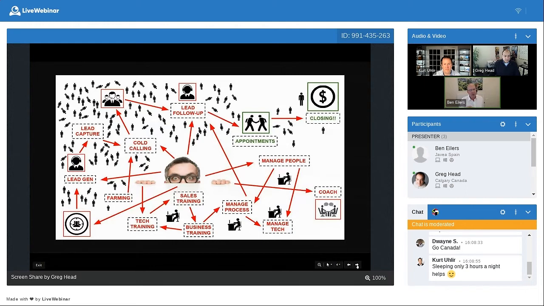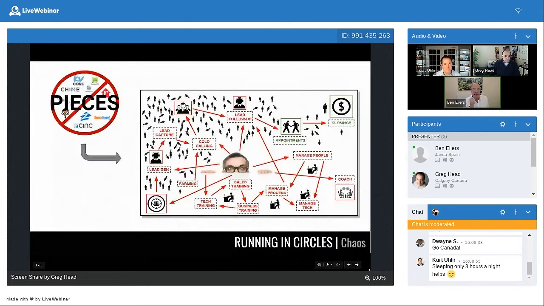And Greg, number 2 is, I'm sorry, keep going, is that you're dealing with more and more pieces in that left-hand circle, all these pieces of technology to try to deal with the various things that you're working with in your business. And it's just adding more and more complexity to you. And you're running in circles as opposed to running a business. That's what we're here to address today.